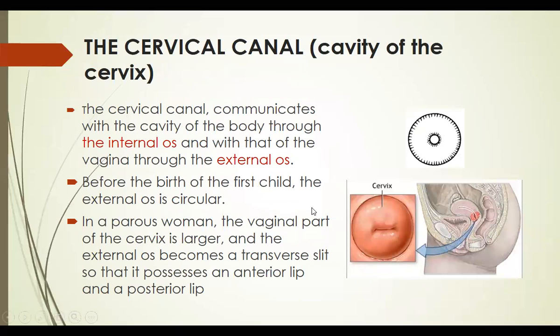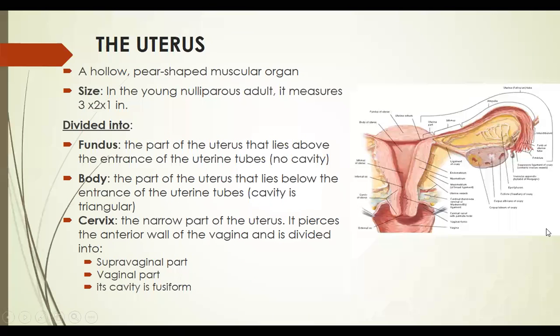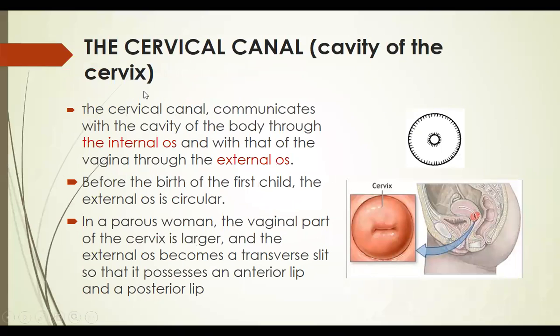The cervical canal, if you see from outside, you have seen already, this is the cervical canal, which is fusiform, the cavity of the cervix. The cervical canal communicates with the cavity of the body through the internal os, and with that of the vagina through the external os. As I said, the part of the cervix which is opening into the vagina is called the external os. That is the opening. So this is how it looks.